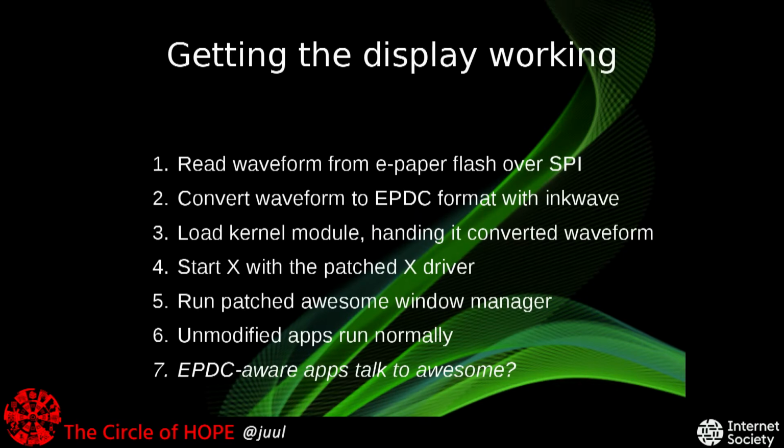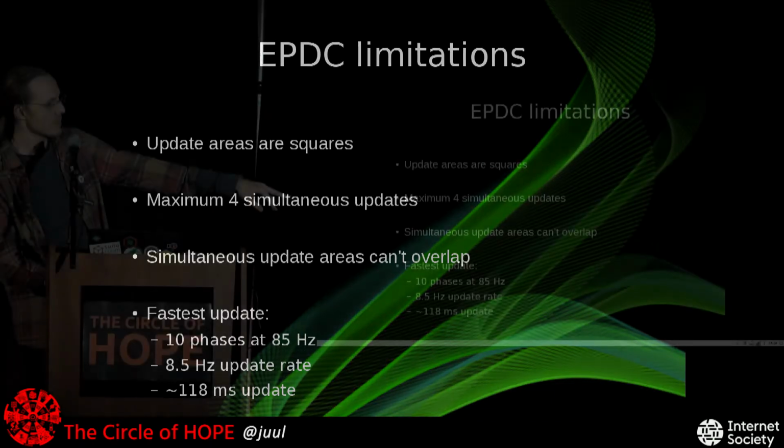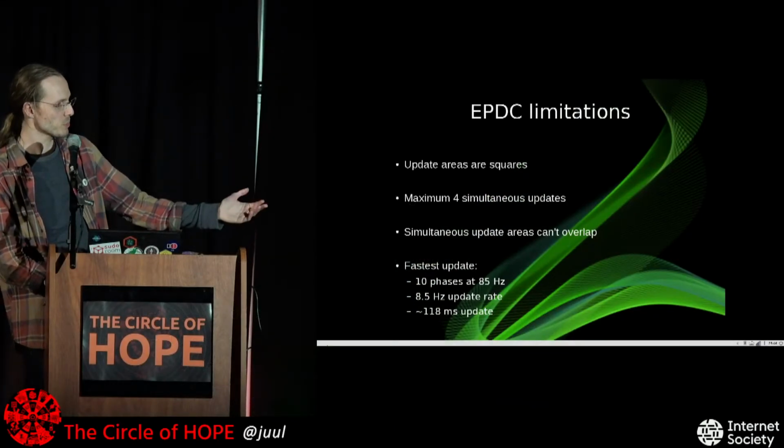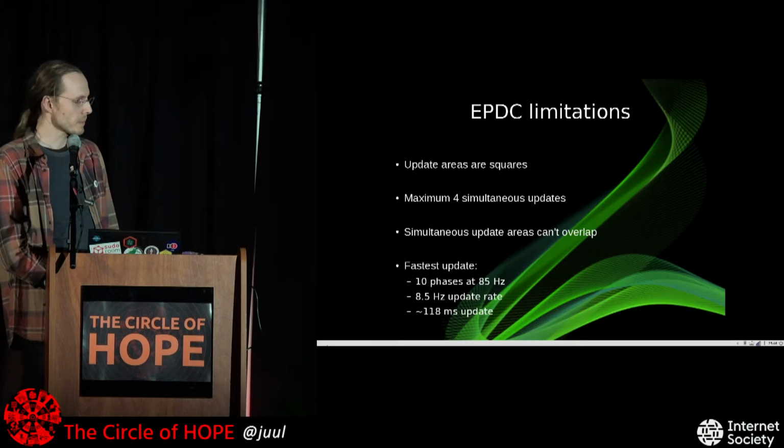All right, so here we are. We have the display working. We have everything working the way we want to, except maybe this EPDC-aware app idea is something to be implemented. So the EPDC unfortunately has some limitations. It has a cool feature where you can actually do 4 simultaneous updates as long as they're not overlapping. So you can get a little bit more speed if you design your app around that. So this animation update mode, if we can get it working, the fastest possible rate is 8.5 hertz. It's not very fast, but it's something.